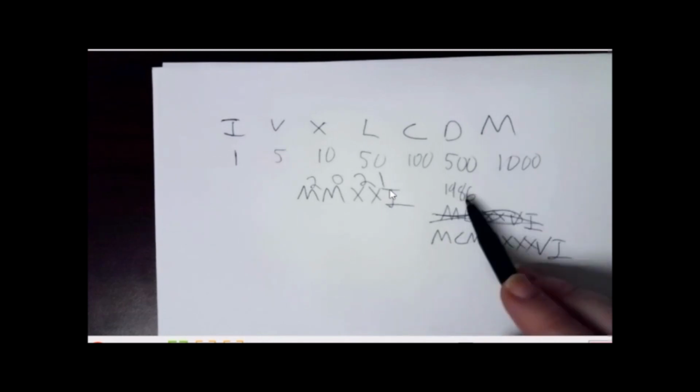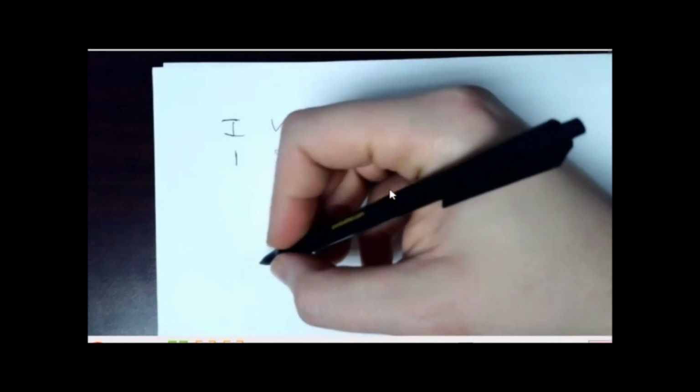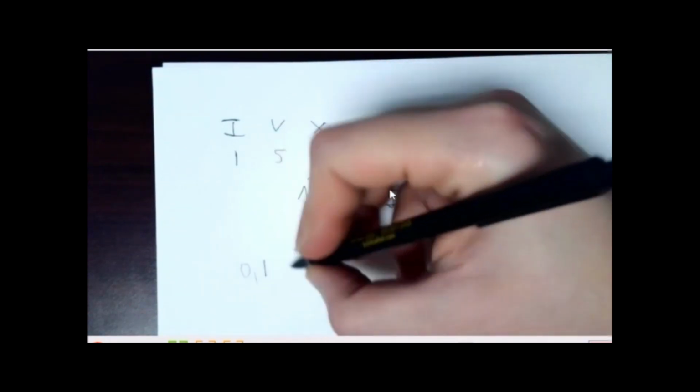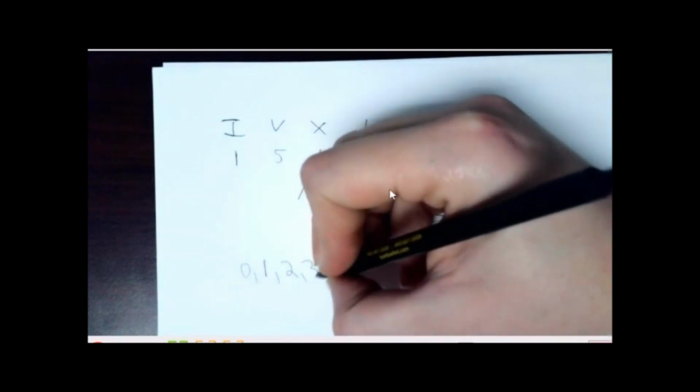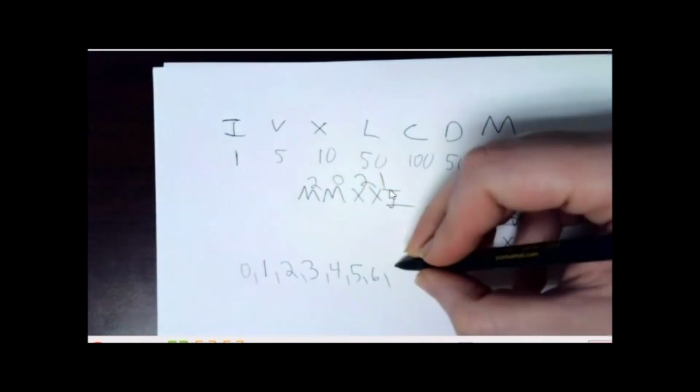So that's why we have adopted Arabic numerals, that run simply 0, 1, 2, 3, 4, 5, 6, 7, 8, 9.